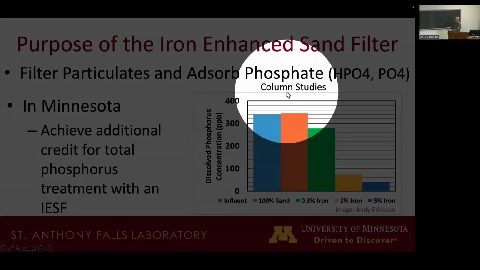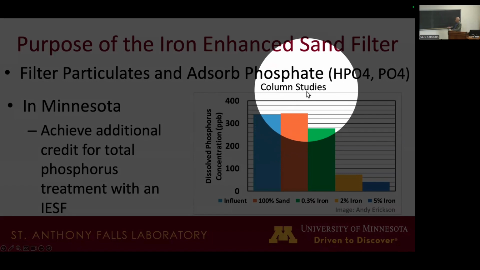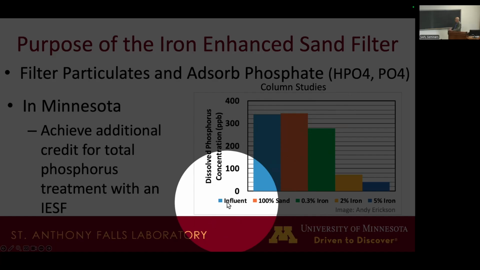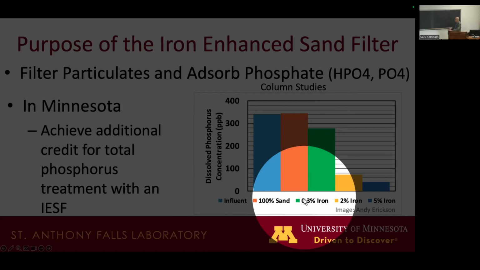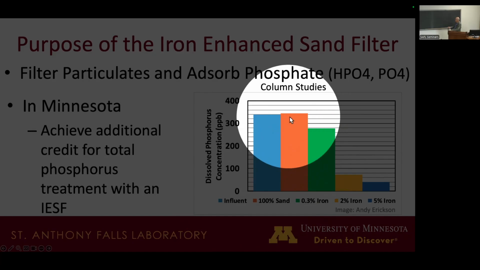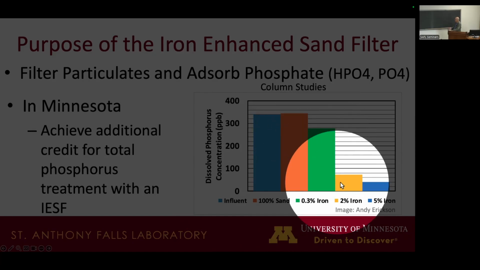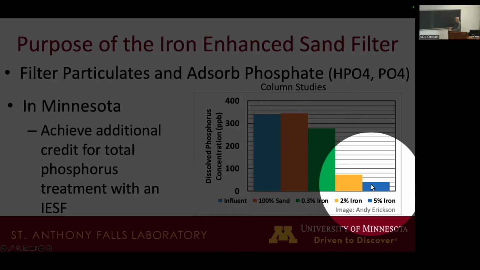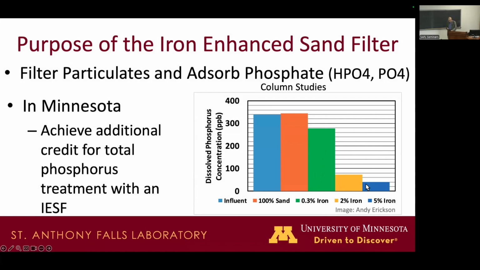This is the result of some column studies that Andy did back in 2003 to 2005. You can see that we have influent phosphate concentration, 100% sand, 0.3% iron, 2% iron, and 5% iron. And this is the effluent that came out. Here's our influent, here's our effluent with 100% sand, 0.3% iron, 2% iron, and 5% iron. Really brought it down to about 10% of the total that came in. So that was a good sign. We decided that we would publish the results and wait for someone to come up with an application.